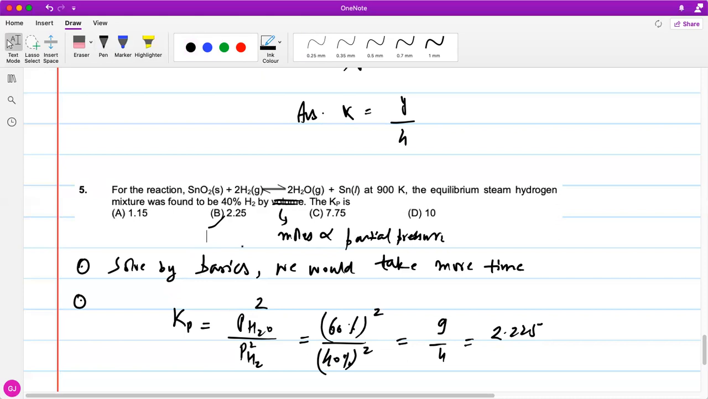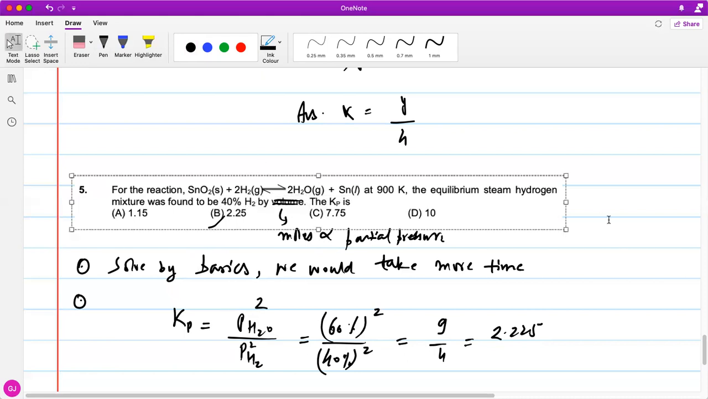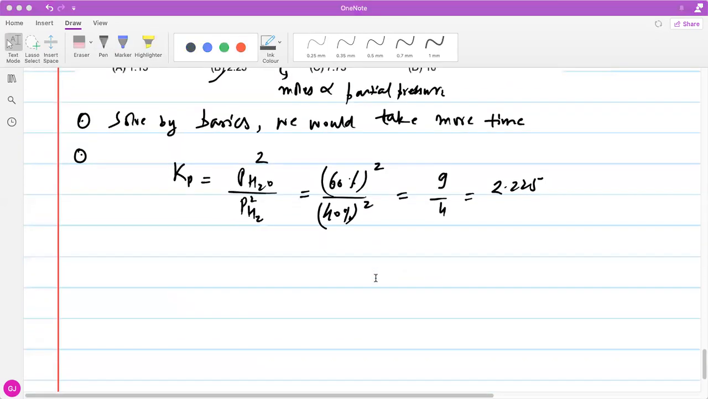If you were to go by the basics, okay, you will still get the answer, no doubt. You will just take more steps. You will have some variables, then solve for those variables, and once solved, find the expression of Kp. You are certainly going to get the answer.